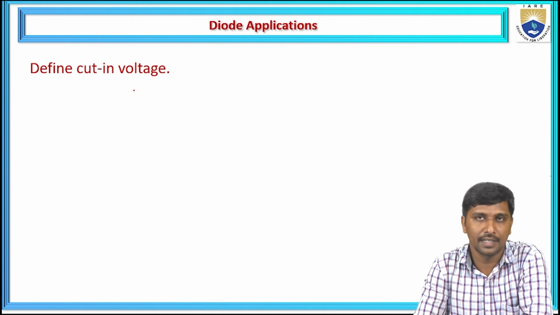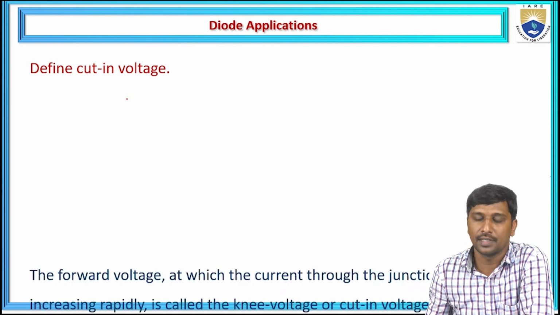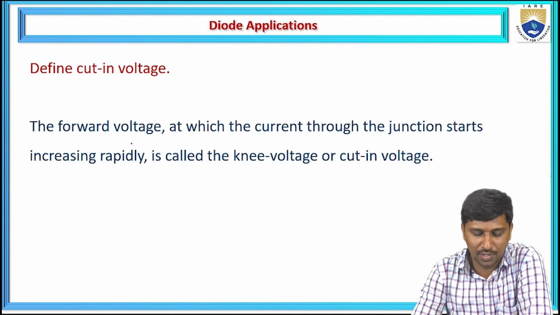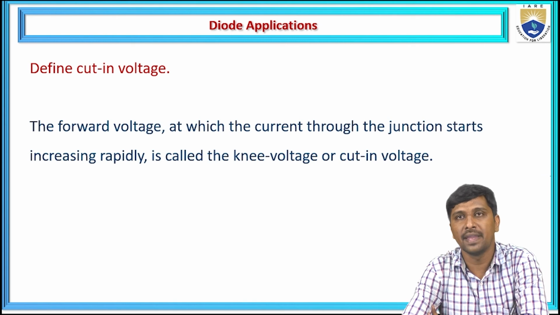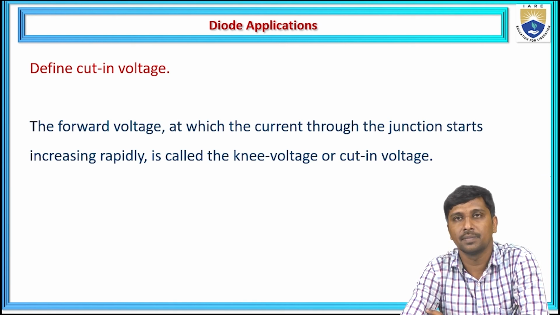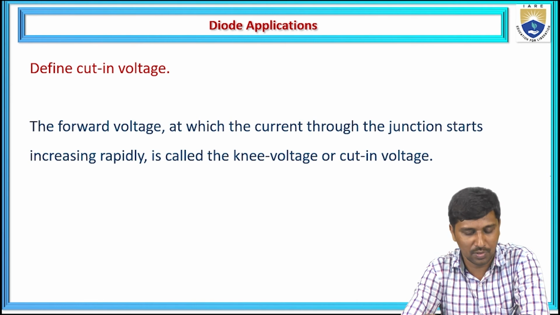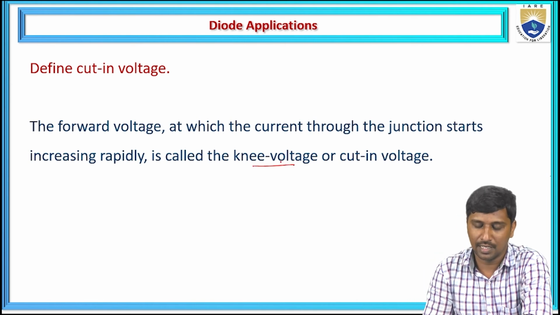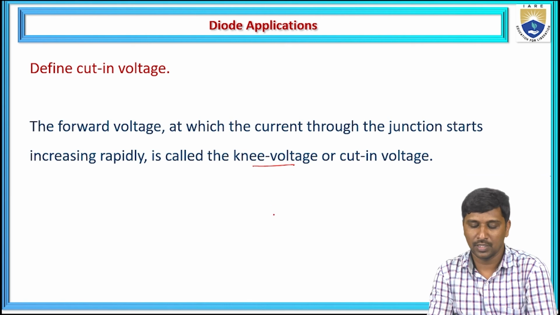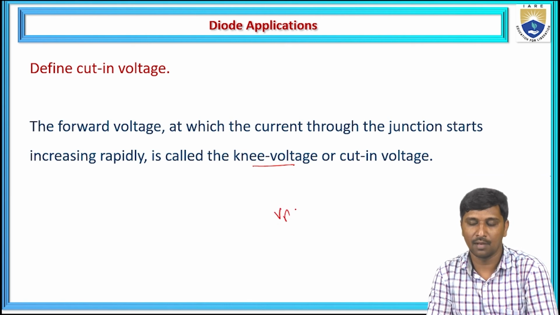Now define cut-in voltage. So what is the cut-in voltage? It is the forward voltage at which the current through the junction starts increasing rapidly, meaning how much energy is required to make the semiconductor device conduct. That particular point of voltage is called the cut-in voltage. It is also called knee voltage. In the diode, it is represented as V gamma.